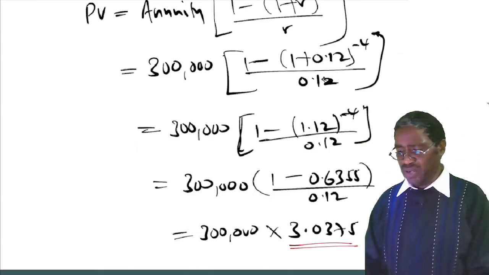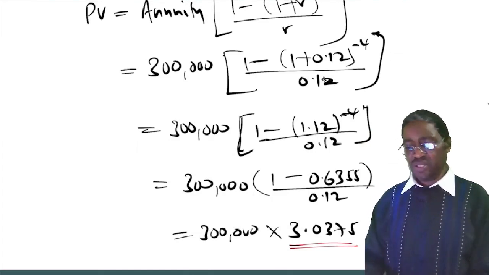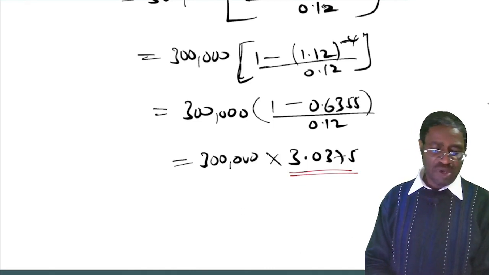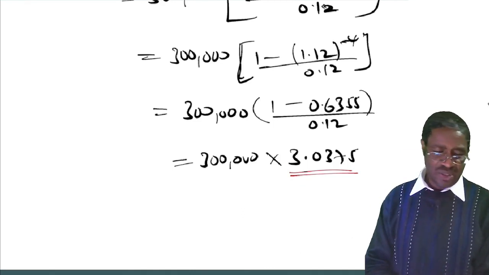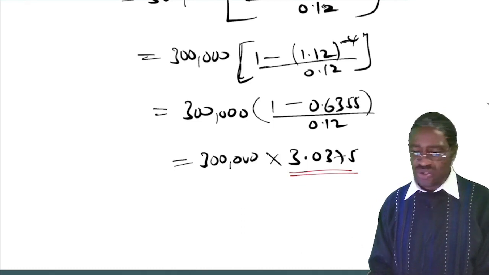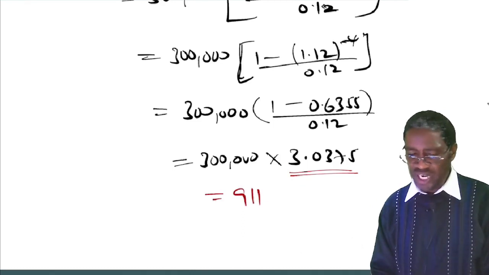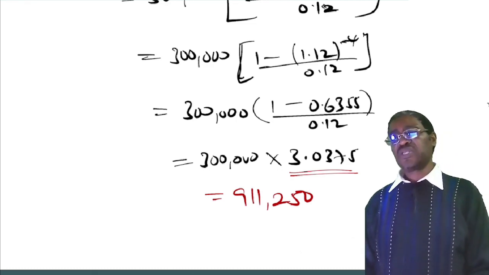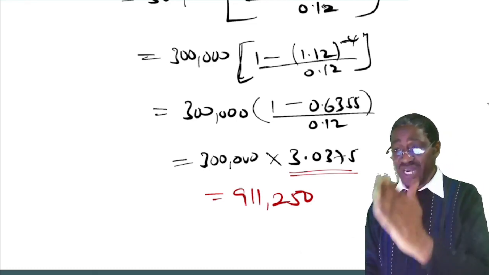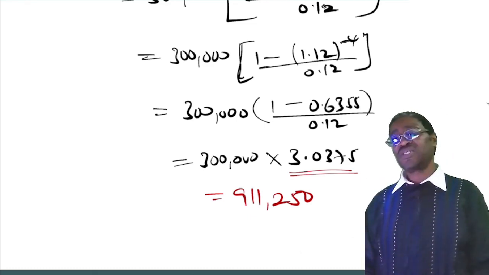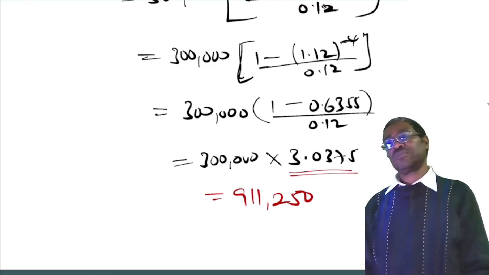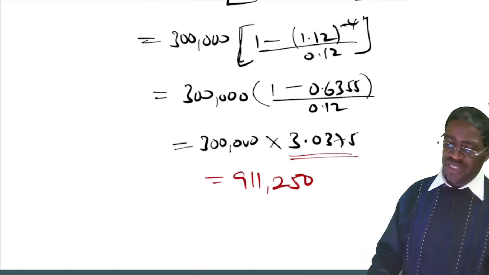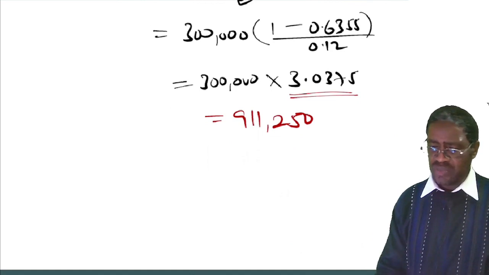What is the final amount? We have just got the discounting factor. Let me multiply that by 300,000. So this looks like 911,250. Good. That will be the present value of 300,000 that is being received at the end of each year. That's example 1.